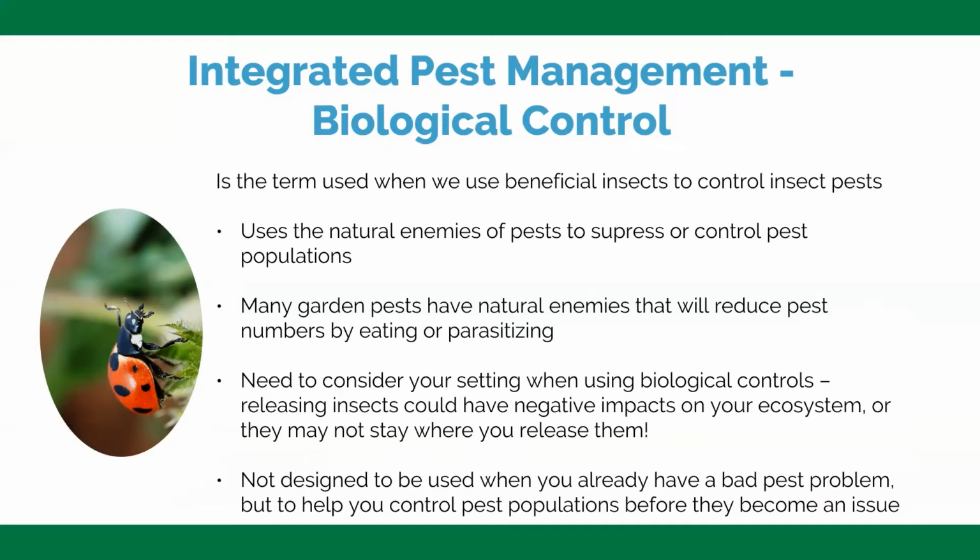Releasing insects could have a negative impact on our ecosystem, or, more importantly, they may not stay where you release them. If you can imagine releasing something like ladybugs into your garden, they'll only stay there for as long as there is food there for them to eat. Biological control is another one that's not really designed to be used when you already have a bad pest problem, but they will definitely help you control pest populations before they become a major issue.